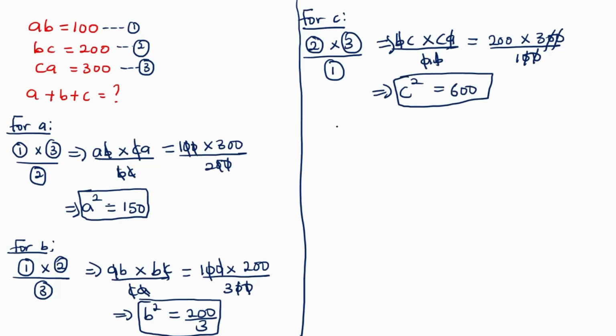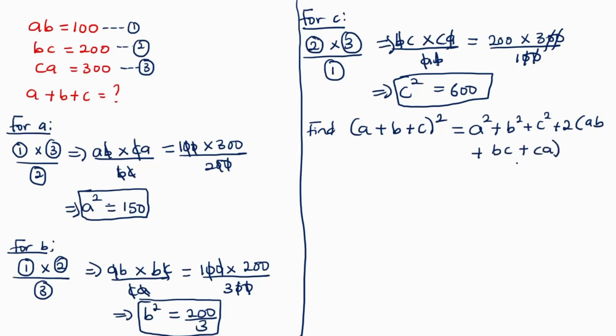Once we are done with this, the next thing we want to do is to find A plus B plus C all squared. We are going to square this because each of the values for A, B, C is carrying a square, so we are going to make use of this. A plus B plus C squared is equal to, if we expand this, A squared plus B squared plus C squared plus 2 into AB plus BC plus CA. If you expand this, we are going to have this. We already know what A squared, B squared, C squared, AB, BC, and CA are, so let's simply substitute them inside.